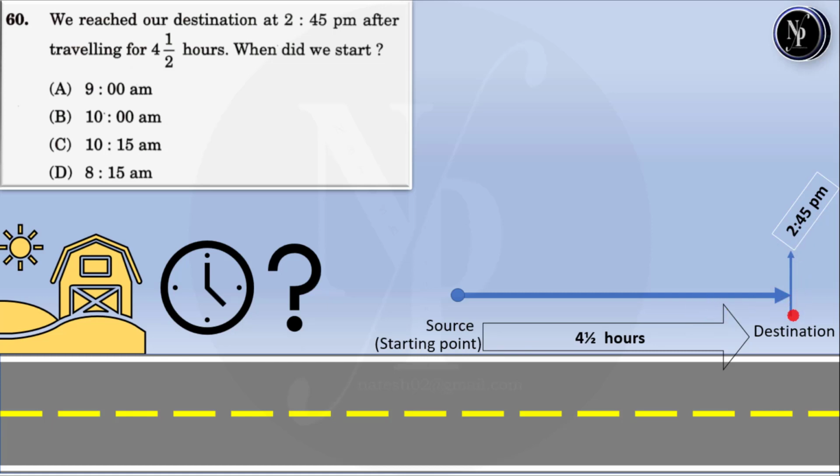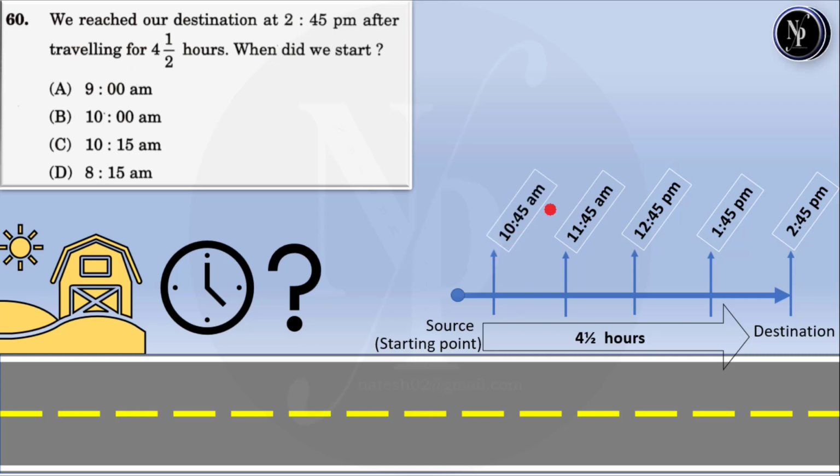So let us go in steps of 1 hour on the timeline. So the current time when we reach a destination is 2:45 p.m. and if we go back 1 hour from 2:45 p.m. the time will be 1:45 p.m. Again going back 1 hour from 1:45 p.m. the time will be 12:45 p.m. which will be 2 hours before 2:45 p.m. And if we go 3 hours before 2:45 p.m. the time will be 11:45 a.m. and going 1 hour behind on the timeline we get the time 10:45 a.m.